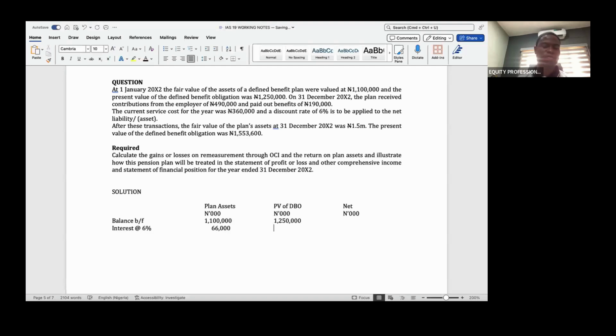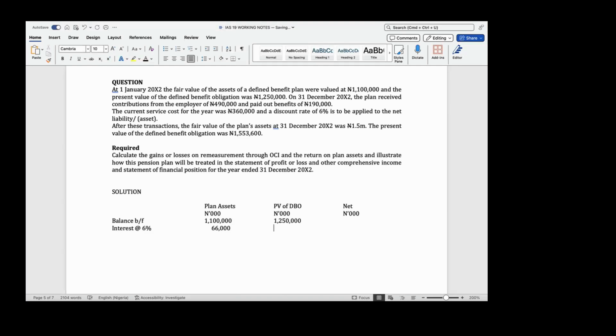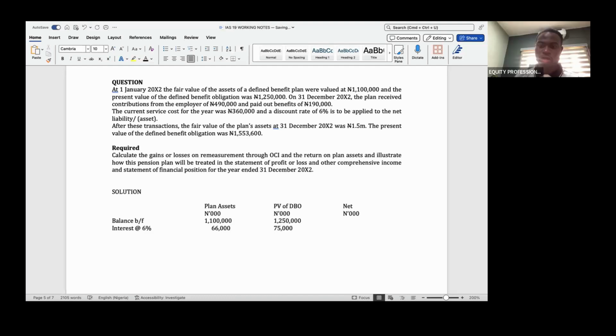So what would be the 6% of 1,250,000? I really need you to give me figures so that we won't spend so much time on this. So what's 6% of 1,250,000? 75,000. I told you that what we need is the net. So the net is 9,000. Because the liability is higher, let's put it in brackets. This one is higher, put it in brackets.